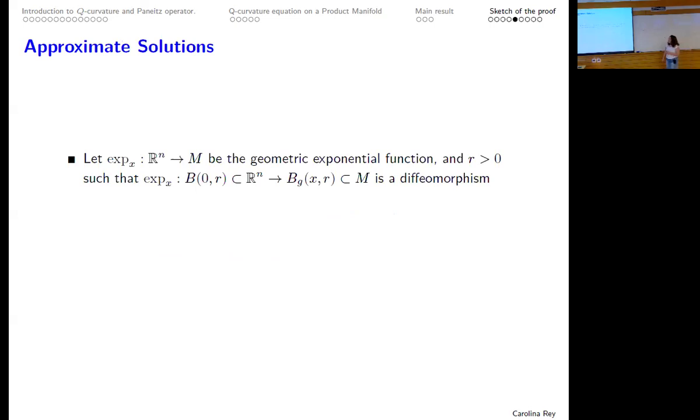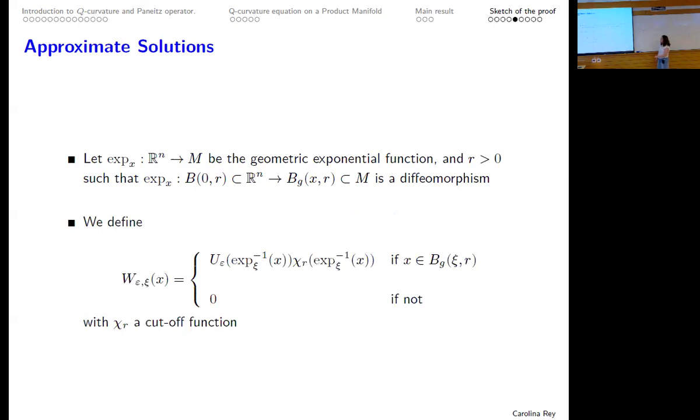So we will build the approximate solution in this way. We use the geometric exponential function to bring points from the manifold to the Euclidean space. We compose with our function U, and we multiply by a cutoff function, to be well defined. So these functions will be our approximate solutions.